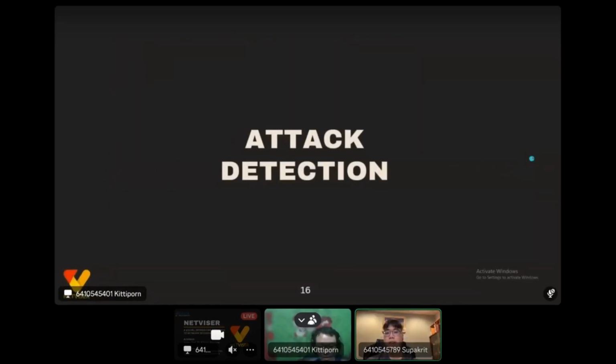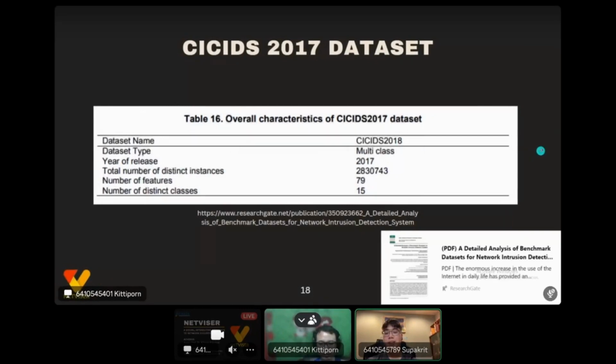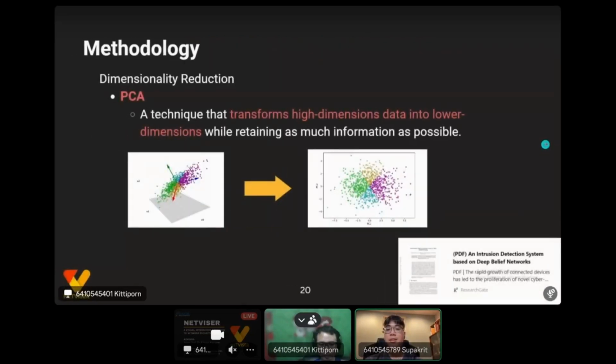Okay, so the next three features will be our existing features that we have already presented to the committee. The first one is attack detection. Next, we decided to use the CICIDS dataset for training the model. Next, since the dataset has many features, we'll try to use dimension reduction techniques.